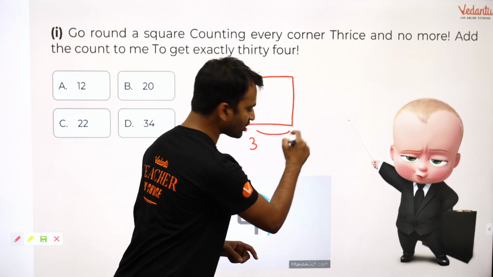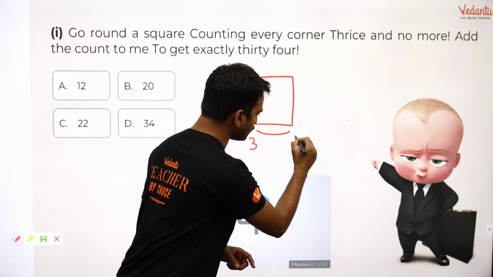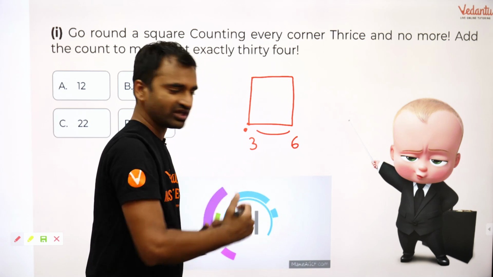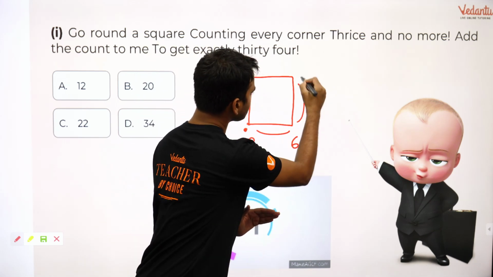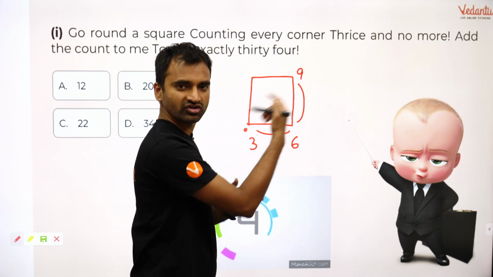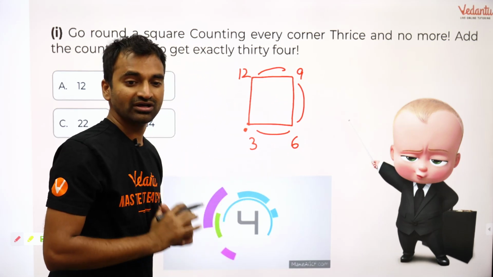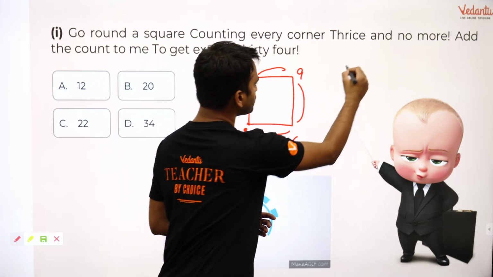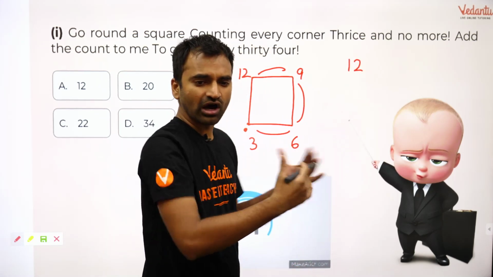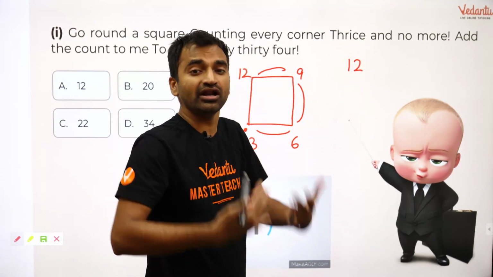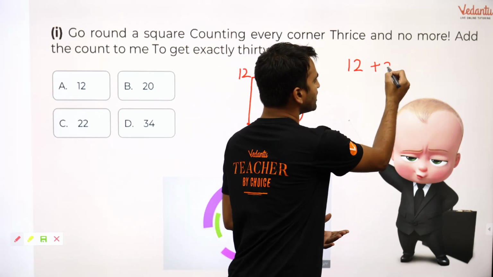Then you come to the second corner. Again, you counted 3 times. This is 4, 5 and 6. Then 7, 8, 9. 3 times. 10, 11, 12. So in total you have counted how much? You have counted 12. And you have added that 12 to the unknown number. What is the unknown number? Let's call the unknown number x.